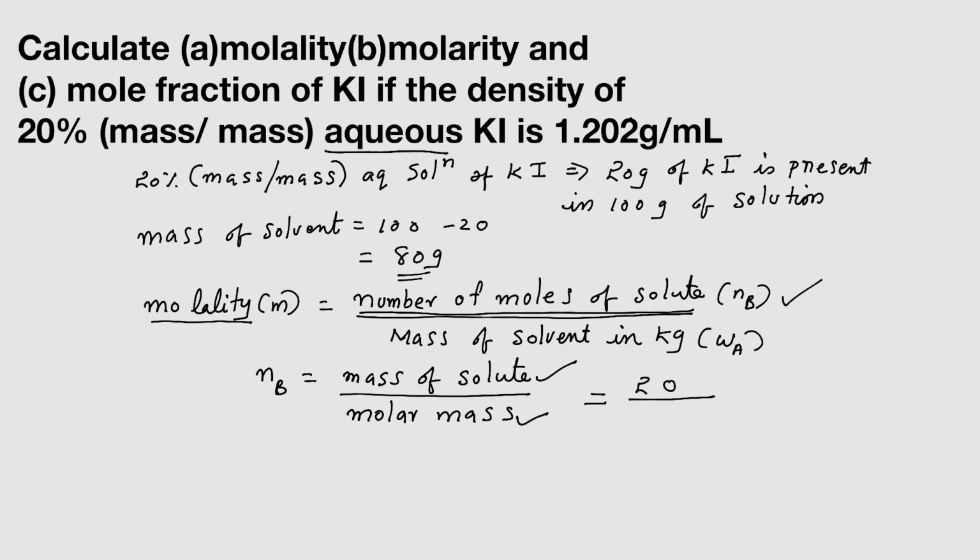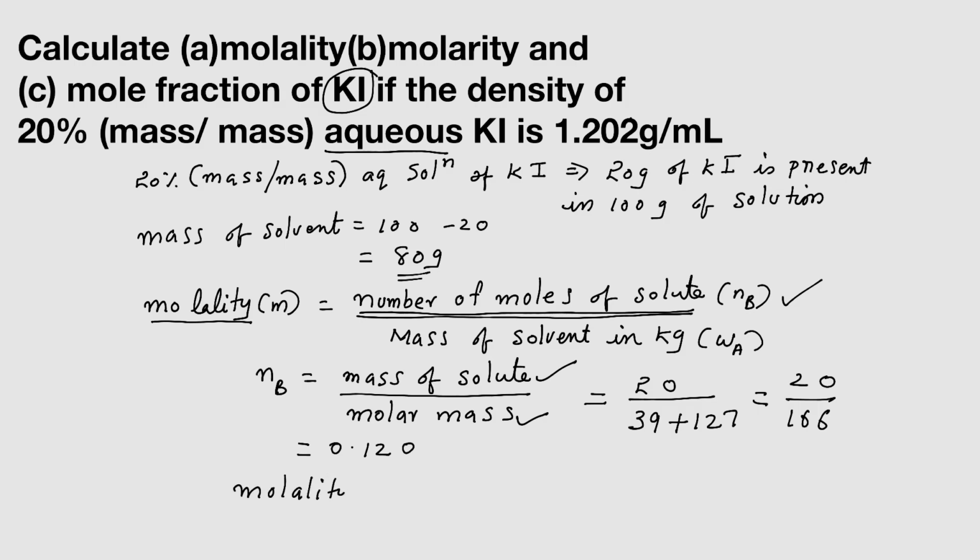And what about molar mass? Molar mass of KI, correct? What is K? K is 39 and iodine is 127. So what are you getting? 20 by 166. So we will be getting 0.120.